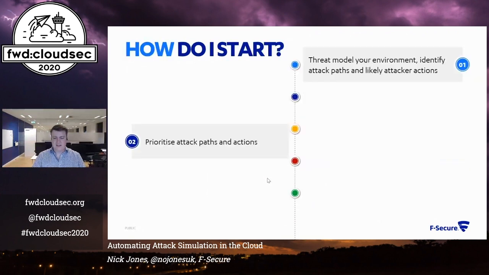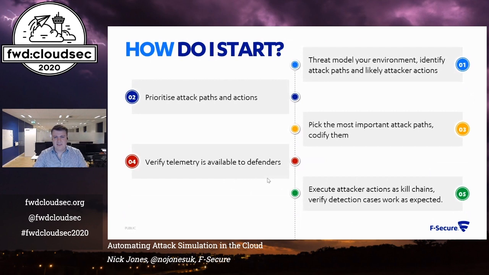But how do we get started in an organization with this? I think there's a few key things to bear in mind here. First off, threat model your environments. It really is important before you start that you have a clear idea of what the attack paths are likely to be through your environment, and key attacker actions that are likely to take place on multiple attack paths. That gives you a starting point. You know where to prioritize things. This is going to be a journey, so you've got to start somewhere.